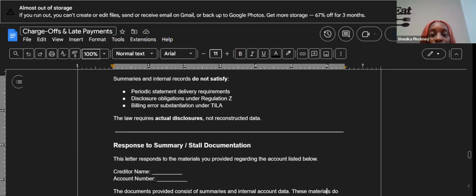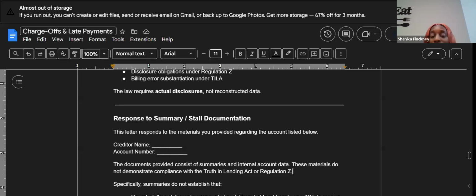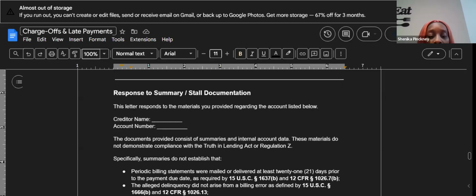That's why it's very important that I keep stressing to you all that you go over that section itself, 1637B. You can go to Google and just type in the Truth in Lending Act or TILA 1637B. There are 11 items that should be on that long periodic statement that you should be receiving 21 days prior to every monthly billing statement's end. If you study over that, you will see the difference between those stall tactics that we just went over. Now, response to the summary of the stall tactics documentation. It simply says this letter responds to the materials you provided regarding the account listed below.